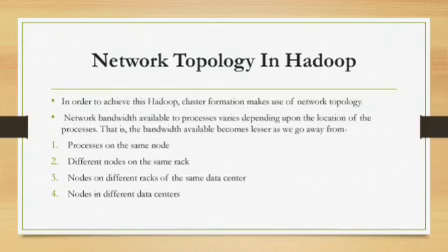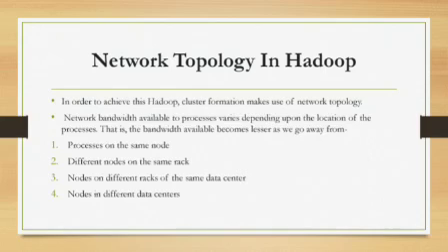Here, the distance between 2 nodes is equal to the sum of the distances to the closest common ancestor. A Hadoop cluster consists of a data center, the rack and the node which actually executes jobs. Here the data center consists of racks and a rack consists of nodes.